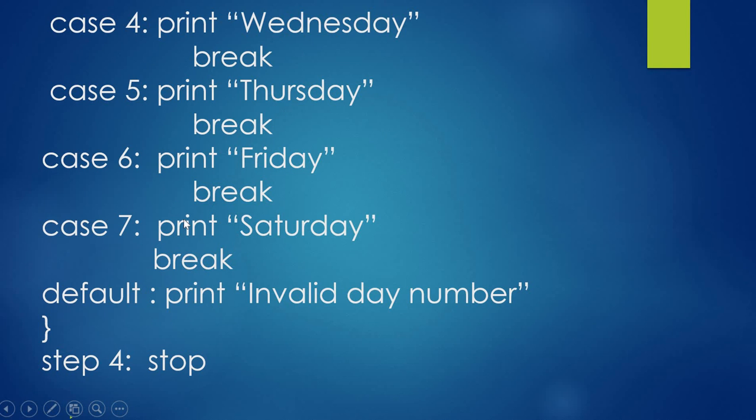Now we have discussed all the selection constructs. What are all the selection constructs? Simple if, if else, if else if, and the switch statement. This switch statement is also known as the multiple selection construct. First simple if, then if else, then if else if, and switch.